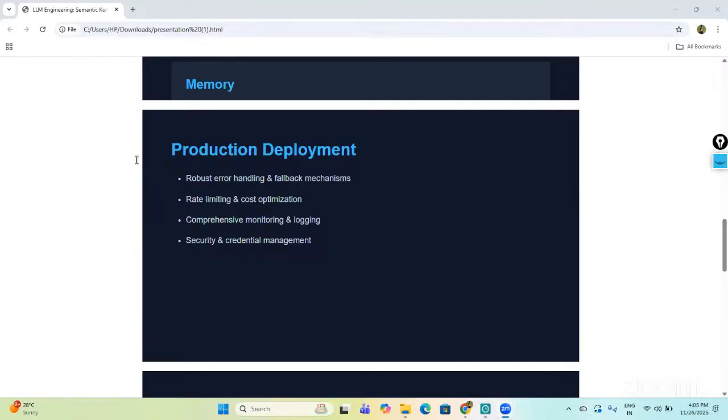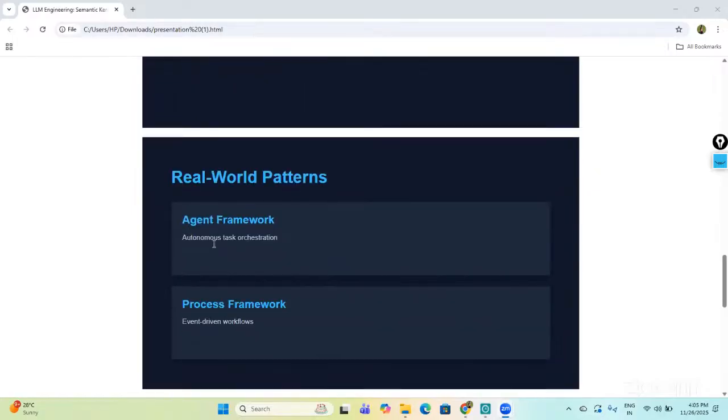Now let's discuss real-world patterns. In practice, Semantic Kernel supports real-world architecture patterns. The first is the agent framework, which allows autonomous systems to perform tasks independently with decision logic. The process framework supports event-driven workflows such as ticket automation, content generation, and multi-step reasoning. These patterns allow you to build AI solutions that behave less like chatbots and more like intelligent business systems. That is where we can see our real-world applications.